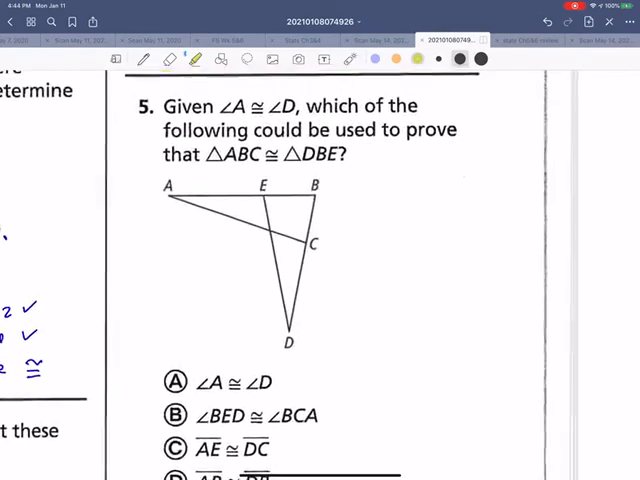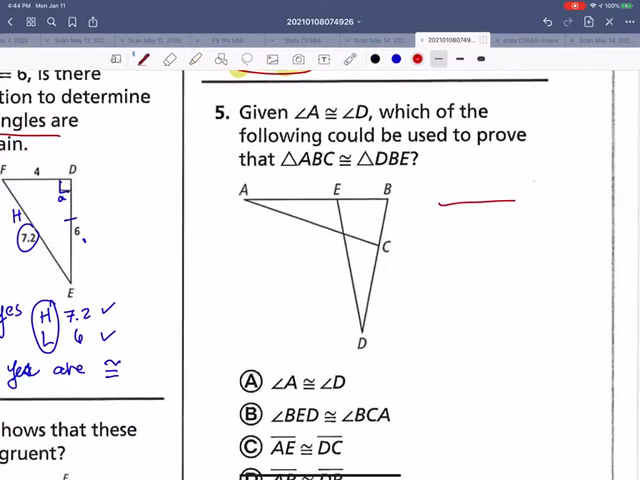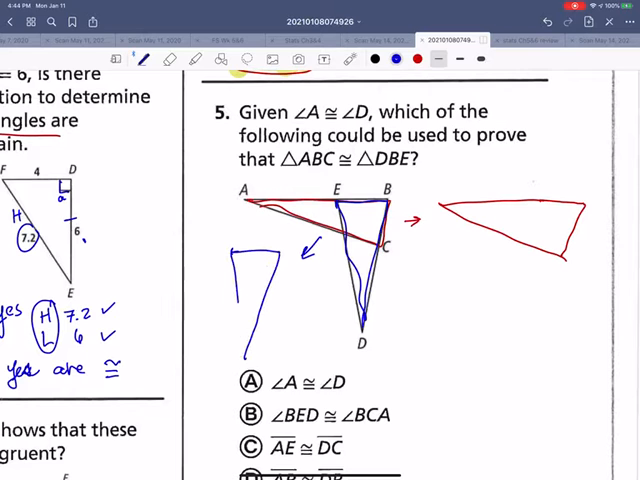Number 5. We're going to have to sketch this separately. So this one, I'm going to sketch off to the side here. All right? And this one, I'm just going to kind of move over here. All right? Now notice, so this is EBD, the blue one I moved over, and this one is ABC. And notice that both of them have angle B. That's called reflexive. Angle B is congruent to angle B, that's reflexive.